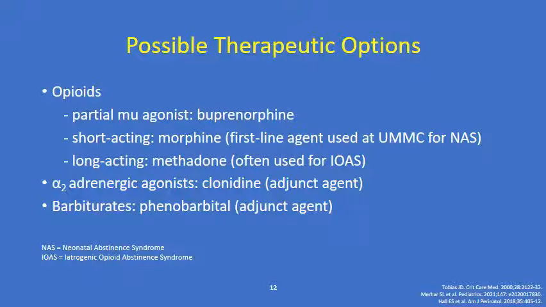And then we will start slowly weaning the morphine as tolerated. Another agent that we can use is methadone. And this is often what I think of to use for specifically IOAS, or Iatrogenic opioid abstinence syndrome. And this is a much longer acting opioid.